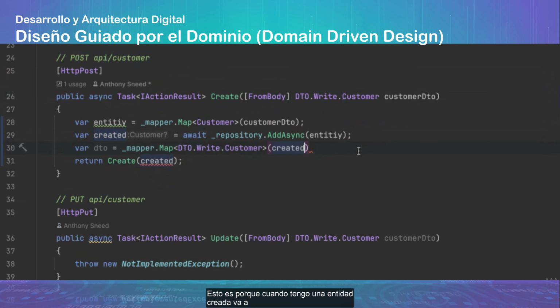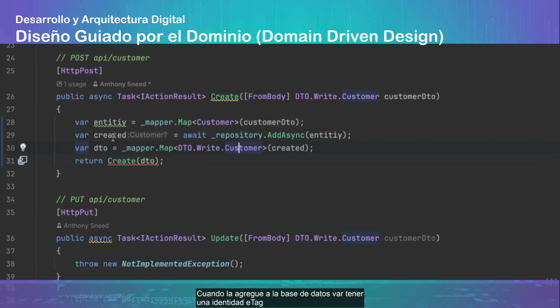And the reason I do this is because when I have a created entity, when I add it to the database, it's going to get a new identity, or rather a new e tag, right? And so there's certain values that are generated by my repository that I'm going to want to return so that the caller of this method has the latest version.